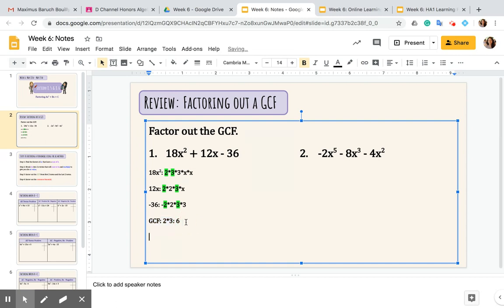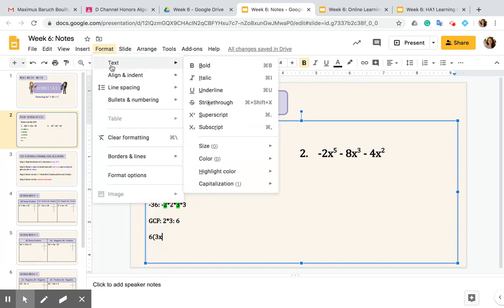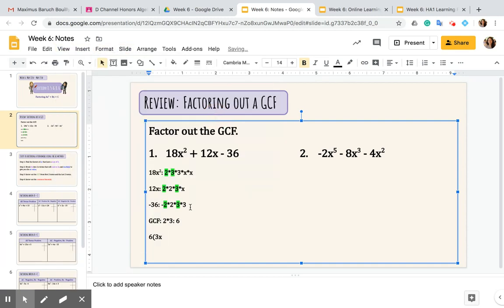To factor, I need to take the GCF and set it outside a set of parentheses. And what goes inside is what I get when I divide all of these terms by 6. 18x squared divided by 6, well, 18 divided by 6 is just going to be 3. And I have an x squared. Remember, you're going to do format, text, superscript. I'm hoping that everybody knows how to do that at this point.